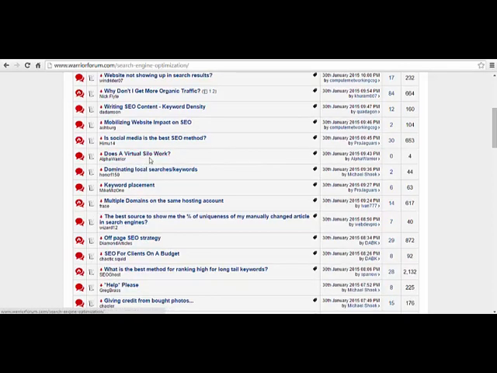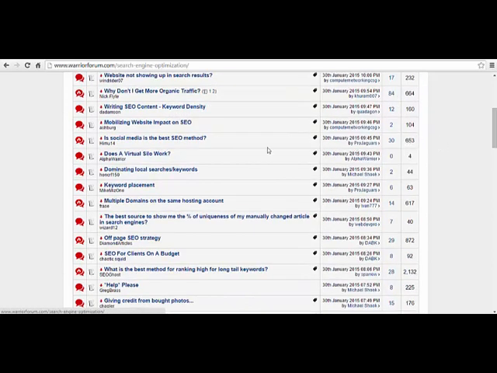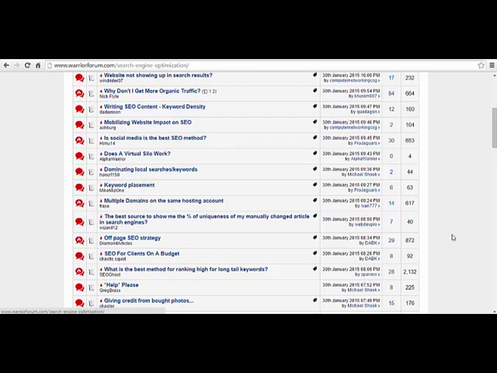Now, does a virtual silo work? I don't really know what that is. Also, what I'm looking at as well, sorry, I didn't point out, was again, similar to the threads and posts, this time we've got a column for replies and a column for views. So the more views, the more replies, the more popular. So that question that we had, 84 replies, 664 views. This one, is social media the best SEO method? We've got 30 replies, 600 views.